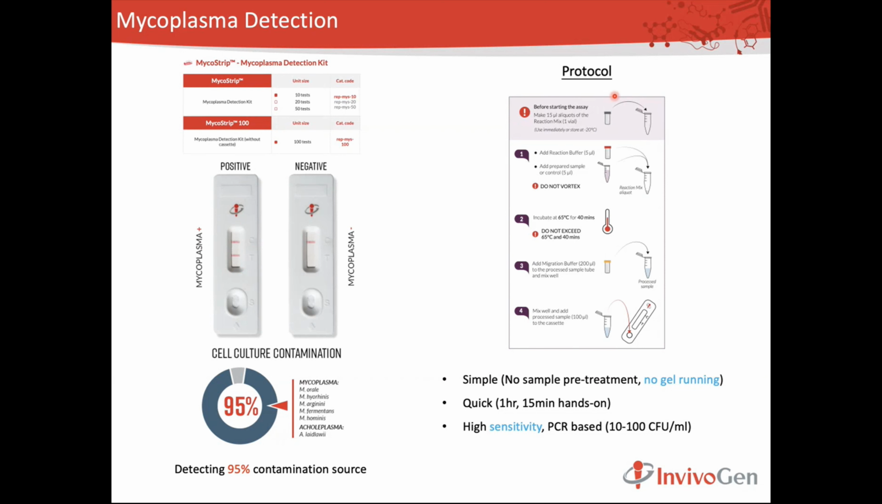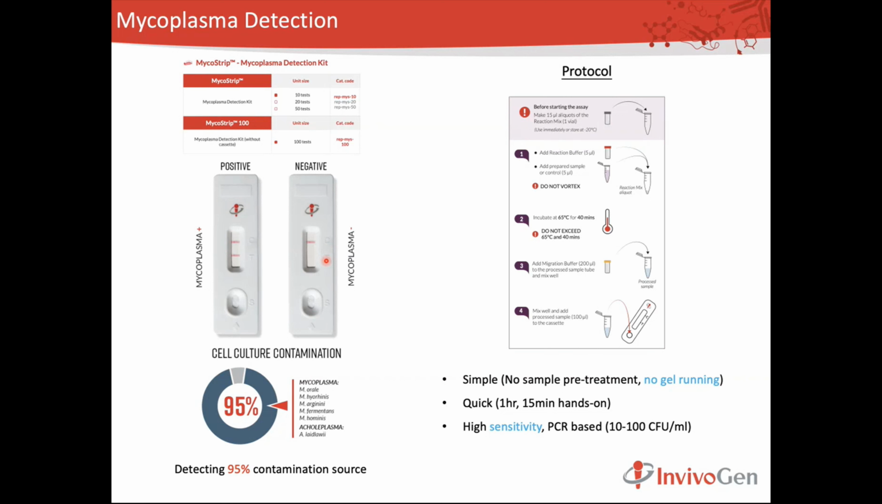And this is the protocol. You collect the sample. There's no special treatment. You simply collect the cell culture supernatant, add in the reaction buffer, mix them together, and incubate at 65 degrees for 40 minutes. This is the PCR step: 65 degrees, 40 minutes. After this, you simply put the reaction product into this hole, and then it will give you the result. The readout is similar to the COVID-19 test. Two stripes means positive, one stripe means negative.